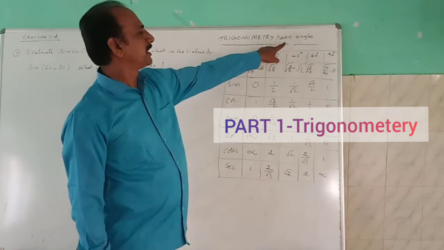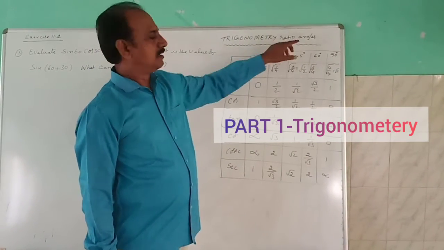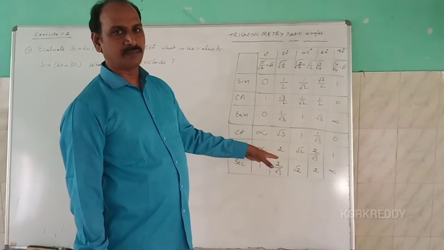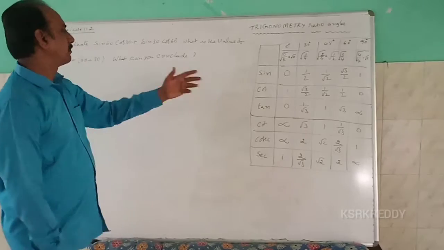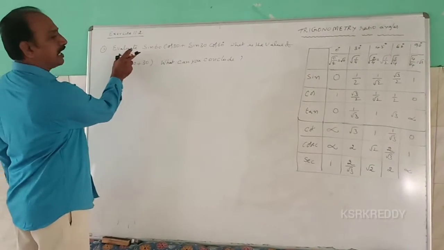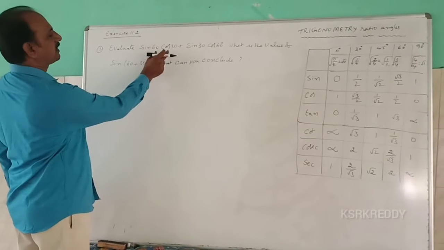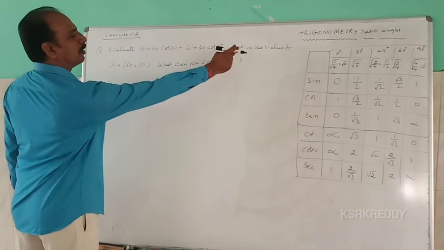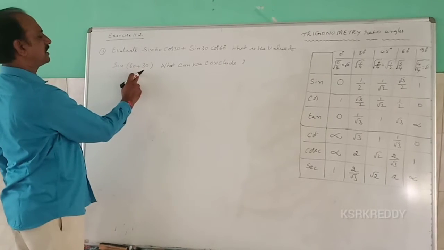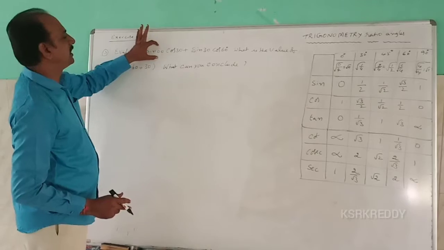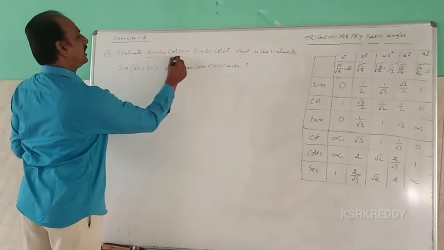We already know the trigonometric ratios of angles, and we have already explained this type of table. Now let us apply the table in problems. Evaluate sin 60 cos 30 plus sin 30 cos 60. What is the value of sin of 60 plus 30? What can you conclude? First, complete these values.